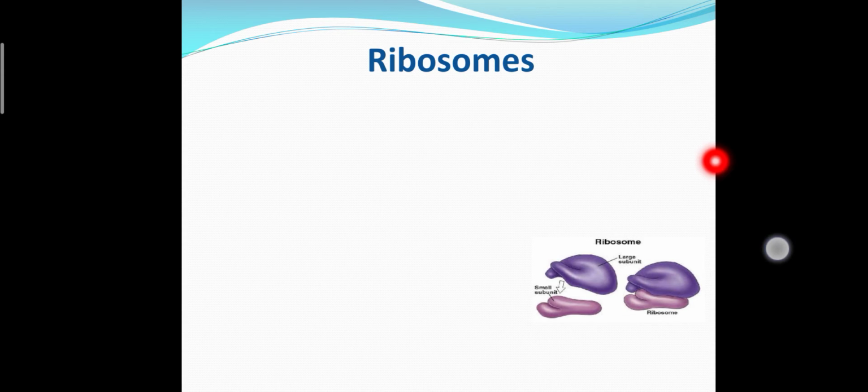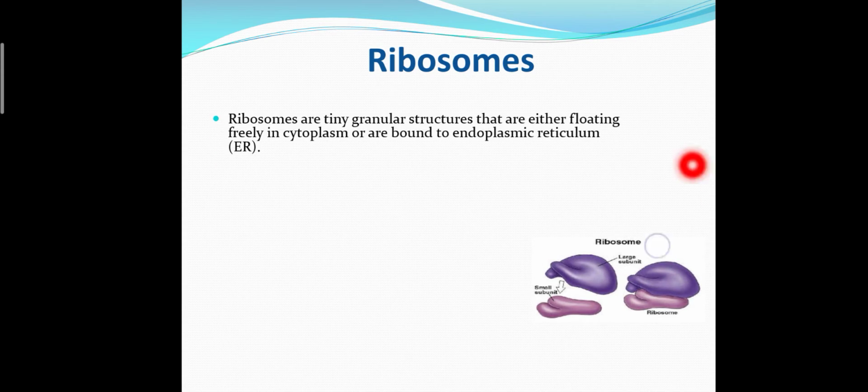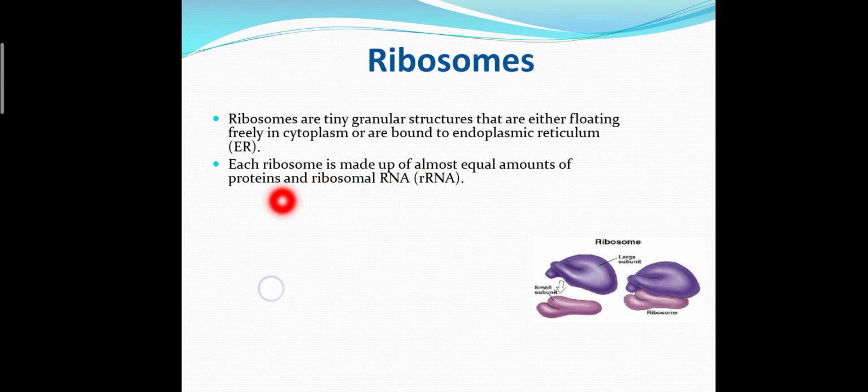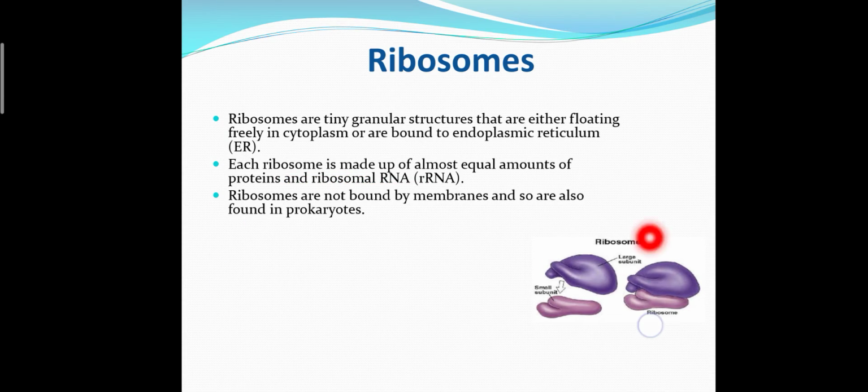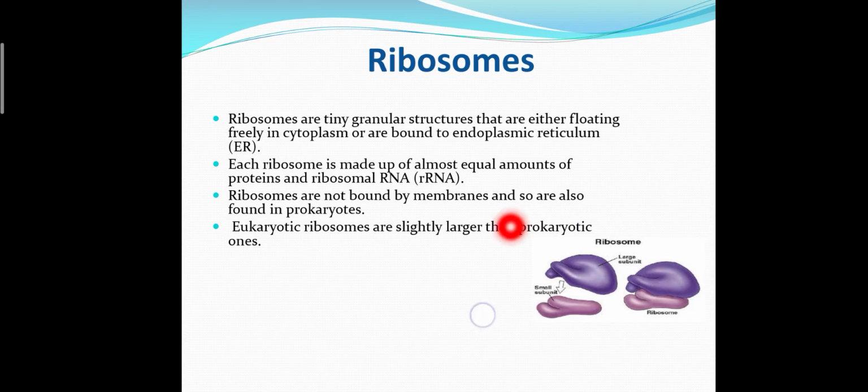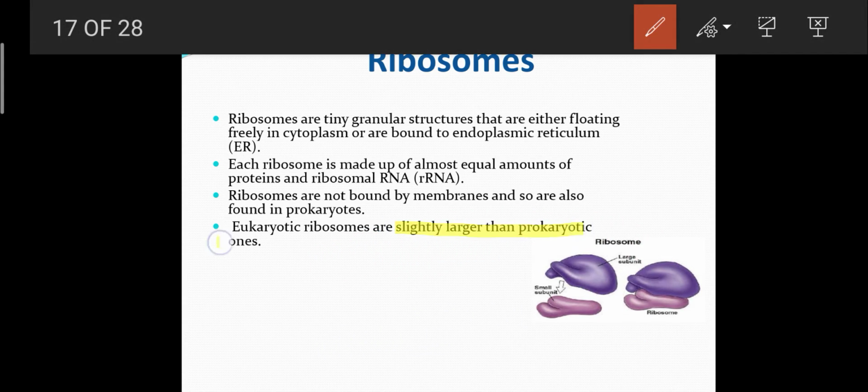What are ribosomes? Ribosomes are small granular structures that are either floating freely in the cytoplasm or are bound to the endoplasmic reticulum. Each ribosome is made up of almost equal amounts of proteins and ribosomal RNA. They are not bound by a membrane and are also found in prokaryotes. Eukaryotic ribosomes are slightly larger than prokaryotic ribosomes.